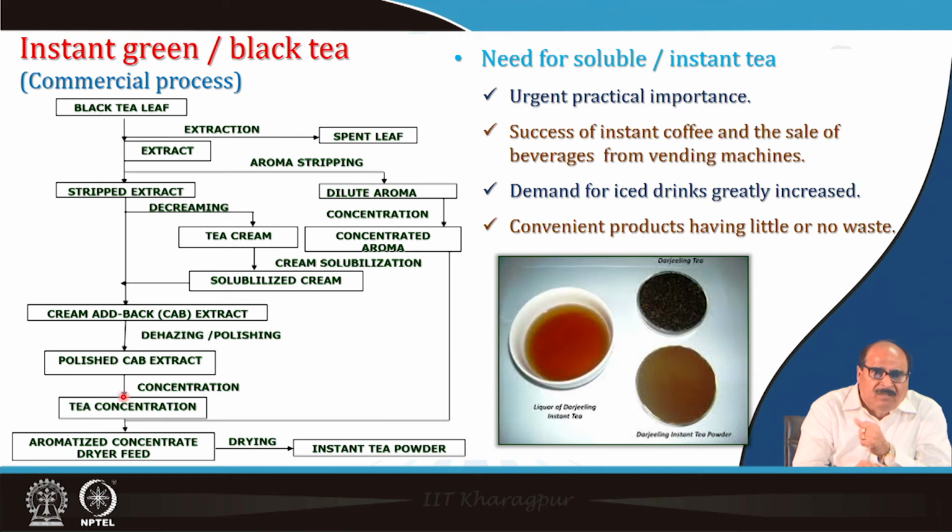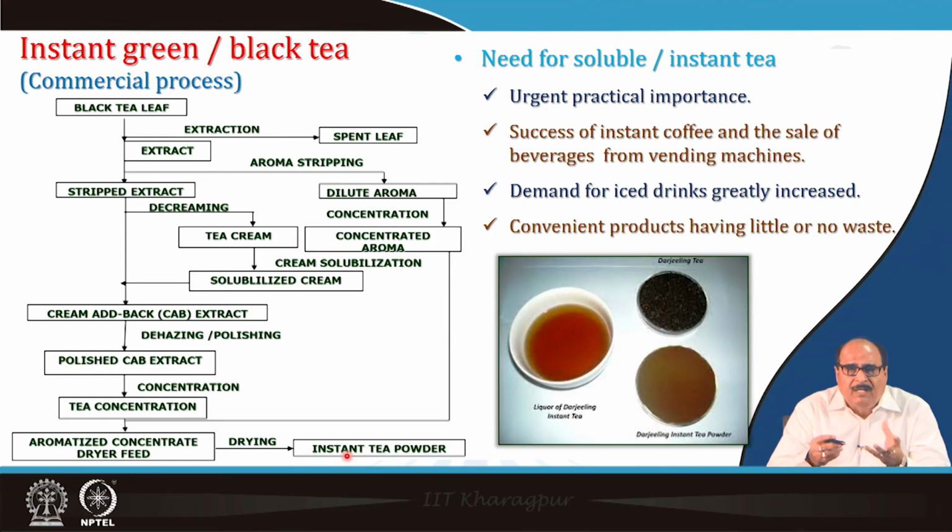This aromatized concentrate is used as a dryer feed, put either in spray drying or in freeze drying, and you get instant soluble powder. So, that is the commercial process, but you see this is a highly energy-intensive operation. There are certain problems with the flavor, because the flavoring compounds are extracted and then given the cream solubilization treatment, etc. So these teas always have some issues, either being highly energy intensive or with the flavors.